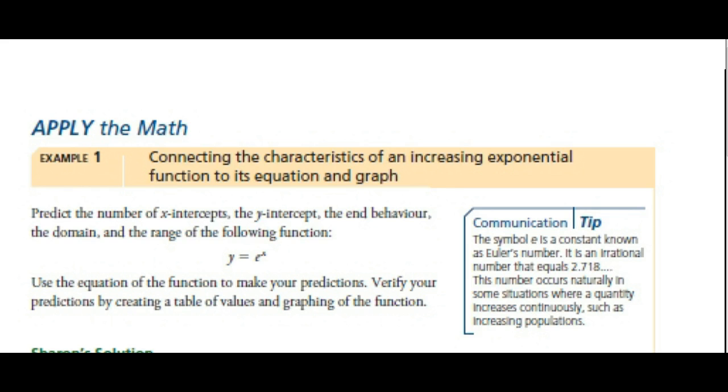Now, there's a special number called e. The symbol e is a constant known as Euler's number, or Euler. It's an irrational number, like pi is irrational, right? Which means it's not rational. You can't express it as a fraction. It's equal to 2.7182818284590. The number occurs naturally in situations where a quantity increases continuously, such as increasing population. It's kind of the limit of natural growth.